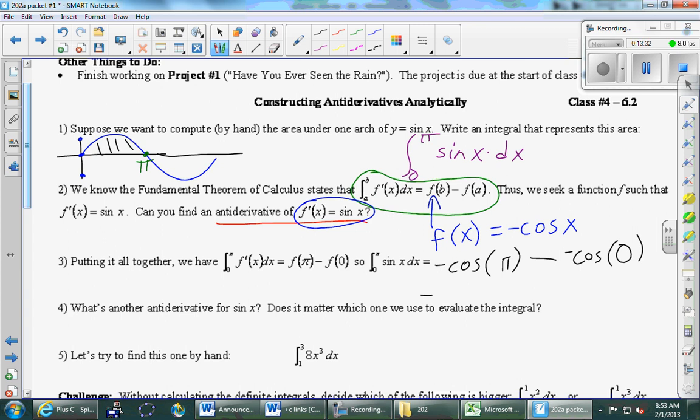Okay, again, without a calculator. Negative. How much is cosine of pi? It's negative 1. Minus. Well, okay, let's see. So 2 negatives cancel and make a plus. Cosine of 0 is 1. Altogether, 2.